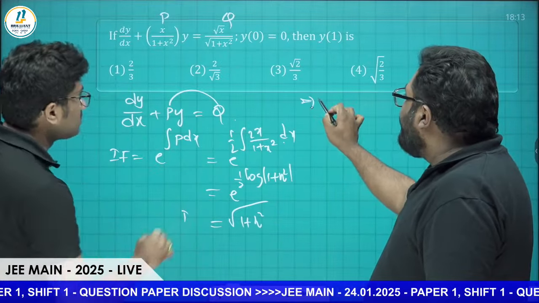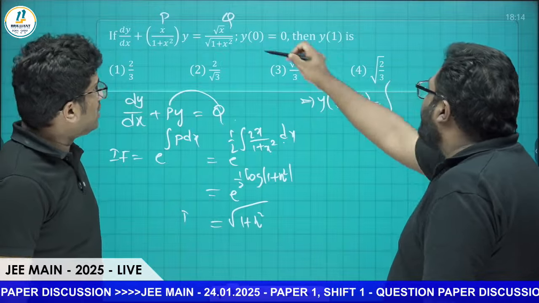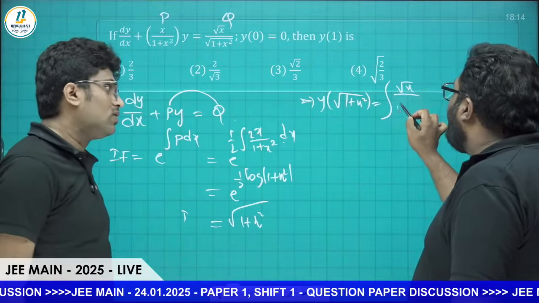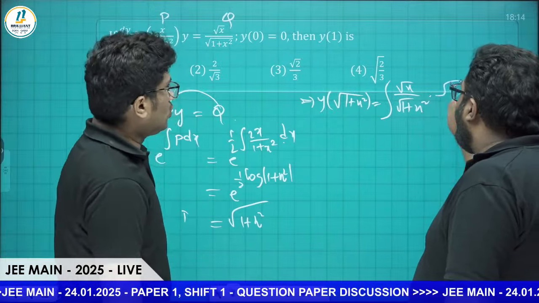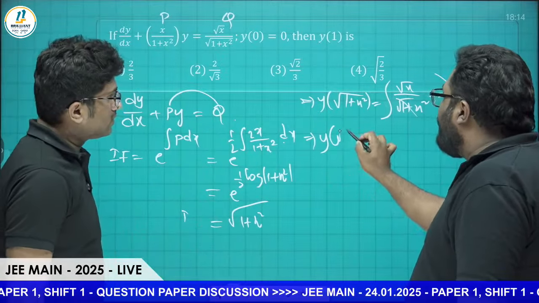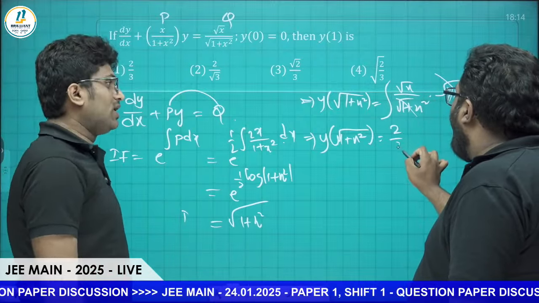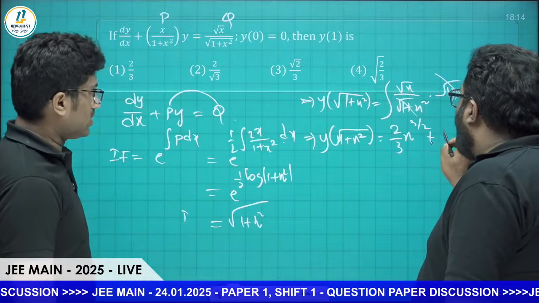And the solution is y into root of 1 plus x square is equal to integral Q, root x by root of 1 plus x square, into root 1 plus x square. Cancels off immediately. So y into root of 1 plus x square is equal to 2 by 3 times x raised to 3 by 2 plus c.